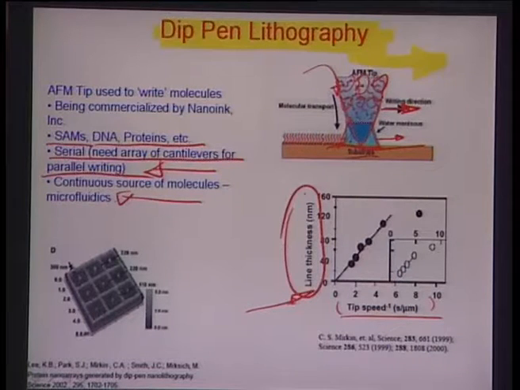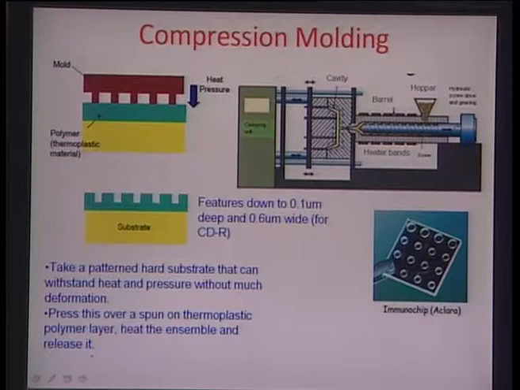And so this is a very important process again, which is grouped into the soft lithography domain. Another very important process is compression molding, and this also forms a foundation of something called nano imprint lithography, that we'll be talking about in the next slide.